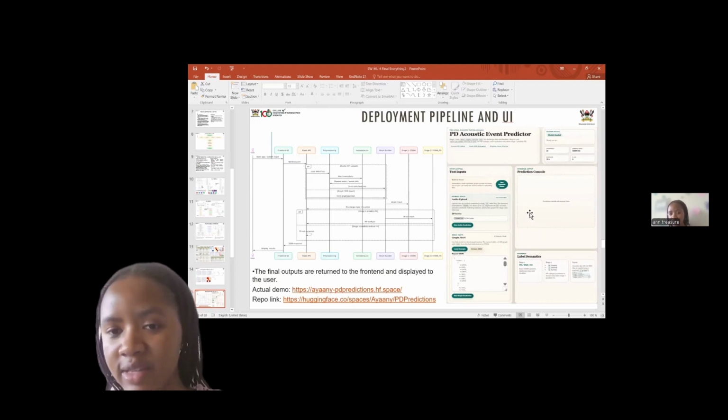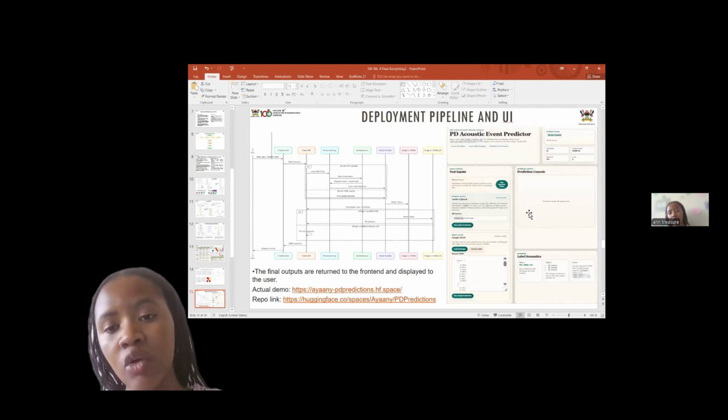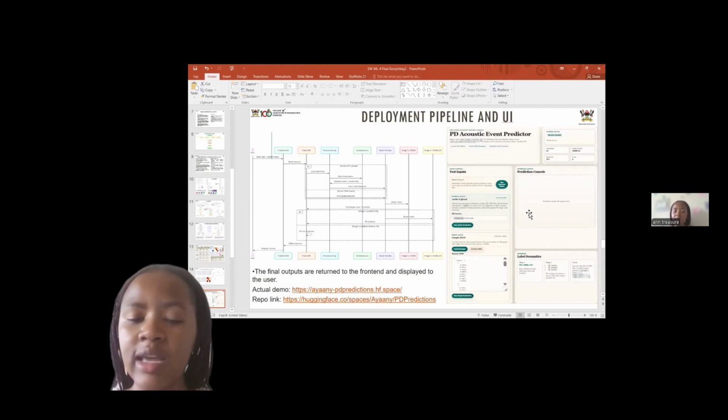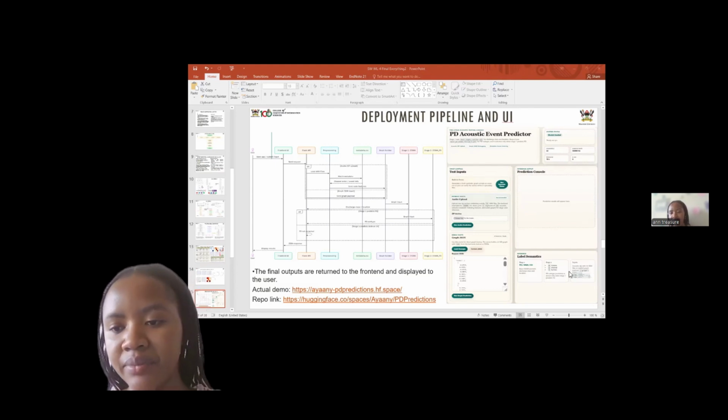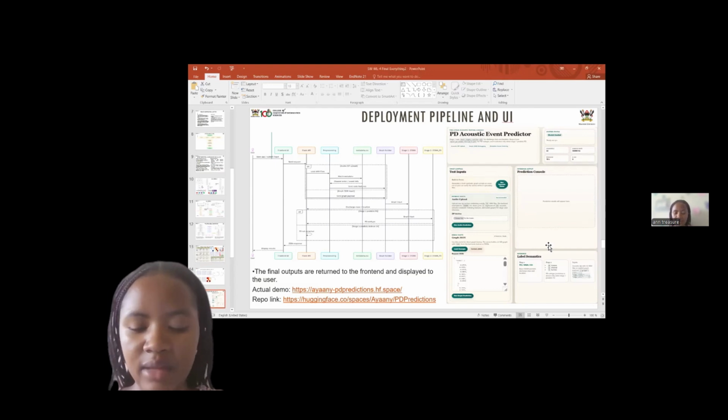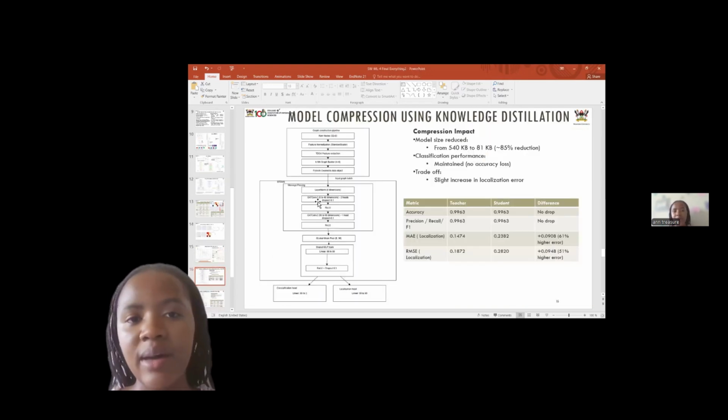So this was our interface, an interface mainly that took in acoustic sounds and was able to detect whether there was a partial discharge in this acoustic sound, and if partial discharge is detected, it is then classified to the type of the partial discharge.